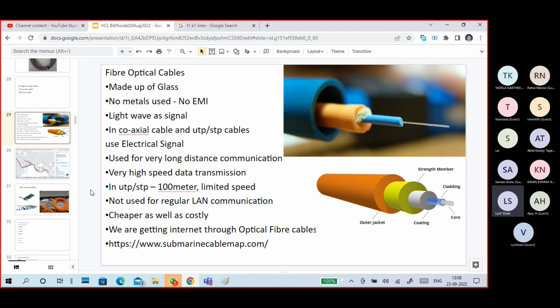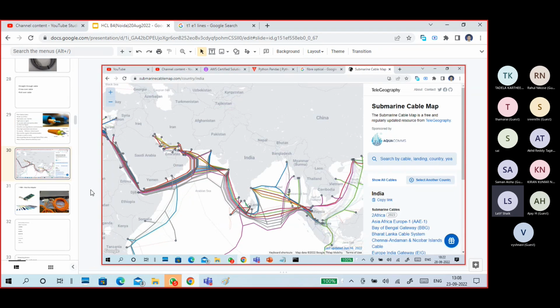We don't require that much high speed data. Our internet speed is less than 100 Mbps, right? 50, 100, 150 is also coming, but not more than that till now. Okay. Next, these fiber optical cables are very important to get internet also.